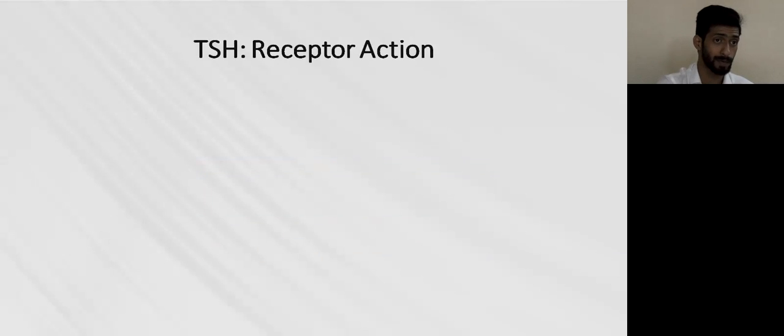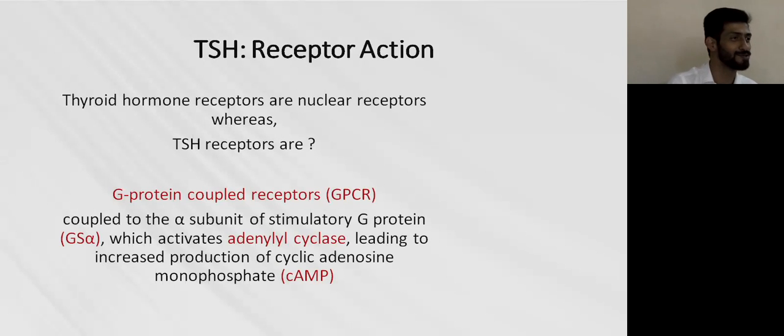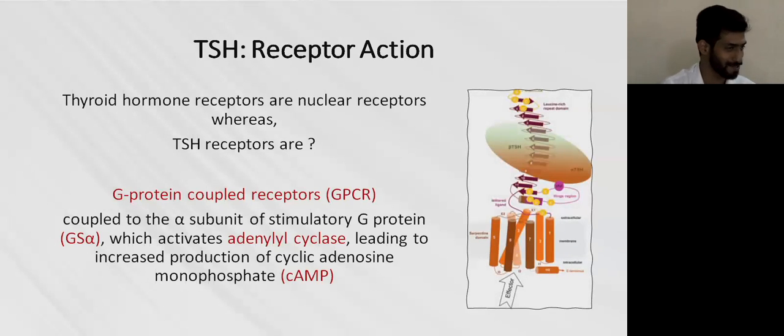The next is, how does TSH receptor act? So thyroid hormone receptors are nuclear receptors, whereas TSH receptors are transmembrane. So tell me some transmembrane receptors we know of. So that's the answer. That's the most common answer. So when you don't know the answer, that's the answer. So TSH receptors are G protein coupled receptors, which are coupled to GS alpha. They activate your adenyl cyclase, increase your cyclic AMP. And that's how a TSH receptor acts.